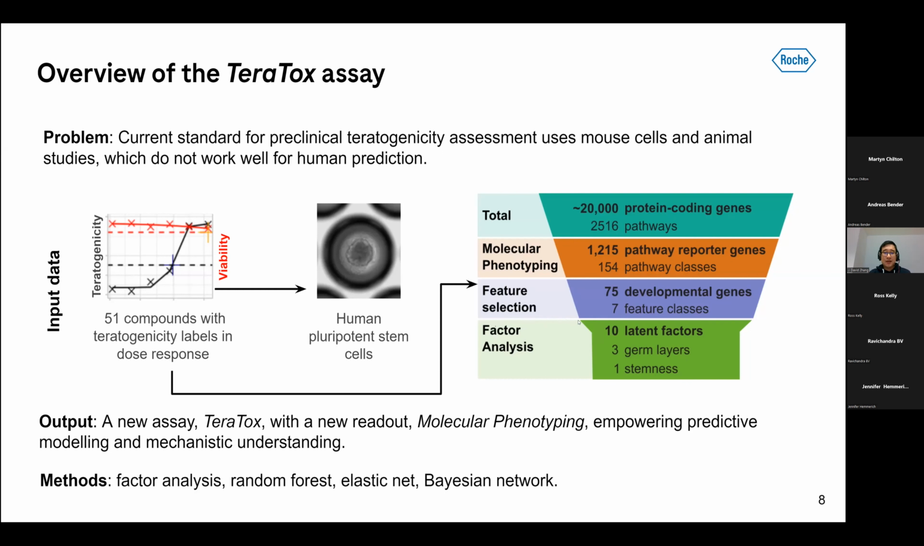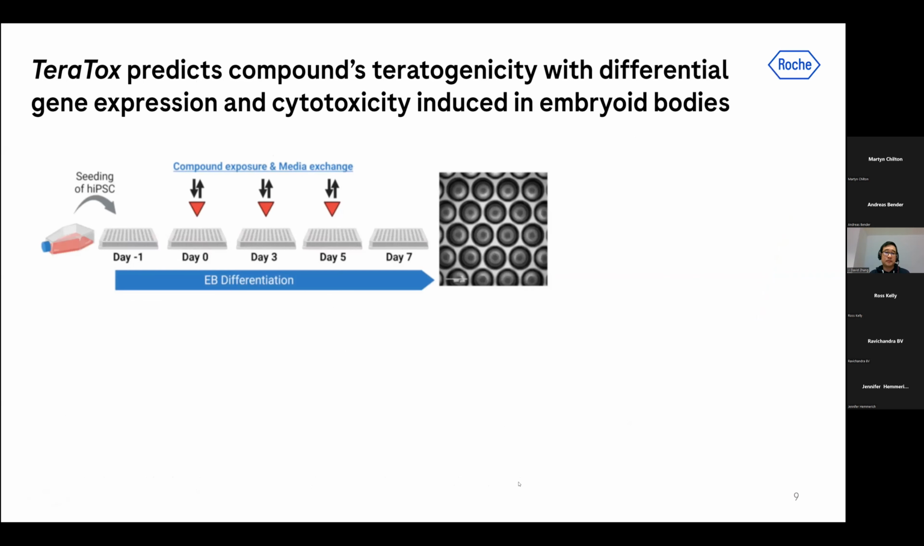Using this data, we could build a machine learning model that predicts teratogenicity. So we used factor analysis, random forest, elastic net, and Bayesian network for our approach.